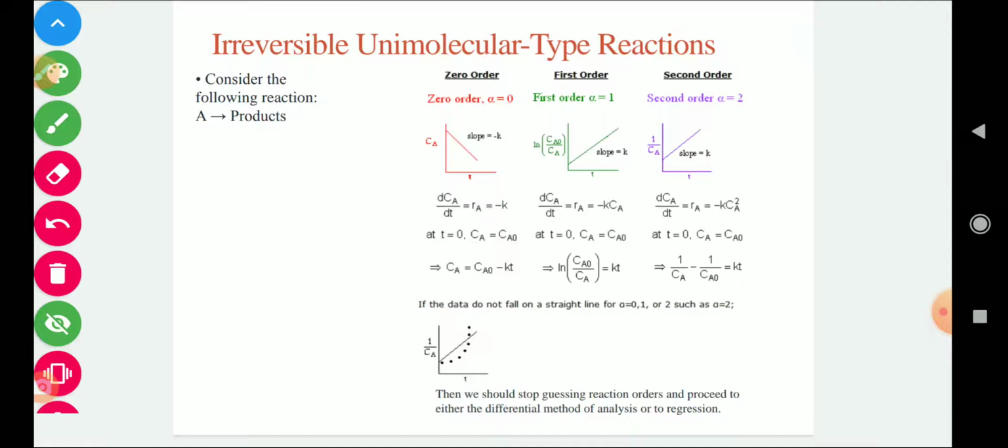Then we can make the next assumption that the reaction is following second order kinetics. In that case the rate expression is dCA by dt equal to minus k CA squared. After integration we get this expression. Again, if we plot 1 upon CA versus t, then 1 upon CA0 will be the intercept and k is the slope of that line. If it gives a straight line, then our assumption is correct, and from the slope we can calculate the value of k. The order of reaction we assume is 2.